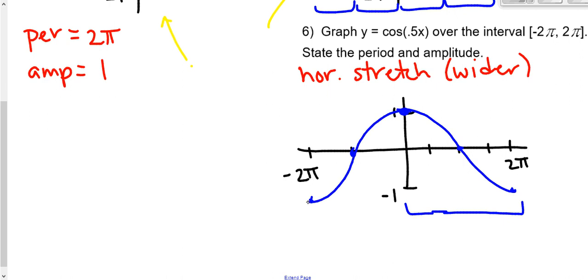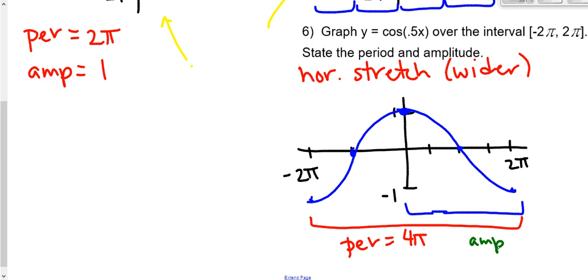Notice that is one full cycle, and what's the width of that full cycle? That width is 4 pi. So the period of this one is 4 pi. And what's the amplitude? Did widening it change the height at all? It did not. So the amplitude is still 1.